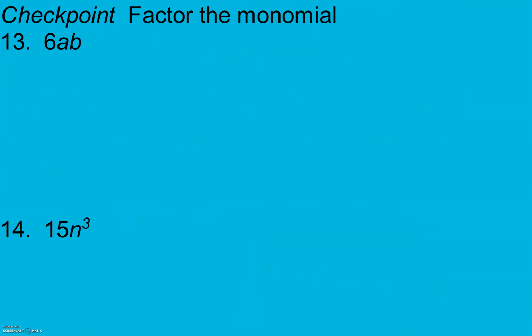Here it says to factor the monomial. In 13, I take my number part 6, and if I can, I break it down. 2 times 3 is how I multiply to 6. Those are my factors. 2 is prime, and 3 is prime. So here, I get 2 times 3. Then I look at my variable parts. I have an a, and I have a b. So 2 times 3 times a times b.